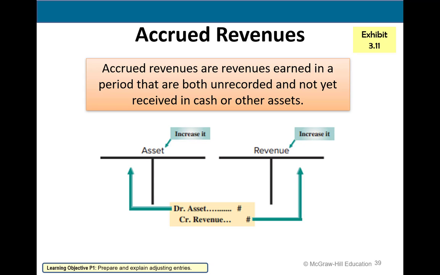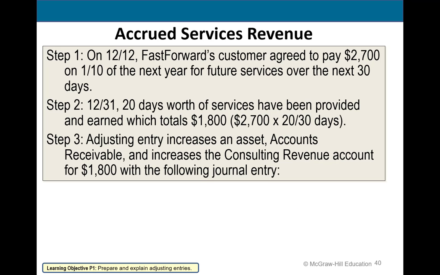Accrued revenues are revenues earned in a period that are both unrecorded and not yet received in cash or other assets. Adjusting entries to record accrued revenue will always be debit or increase an asset account or credit or increase a revenue account. Step 1, on December 12th, Fast Forward's customers agree to pay $2,700 on January 10th of the next year for future services over the next 30 days.